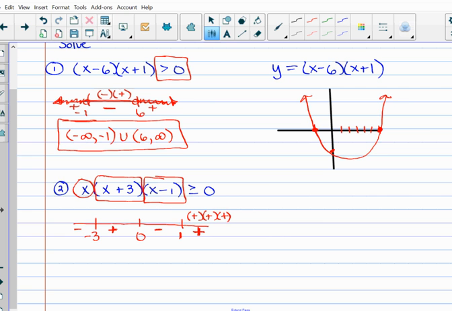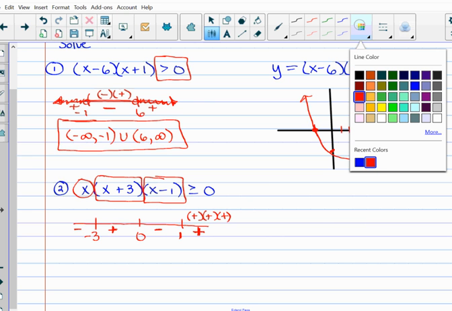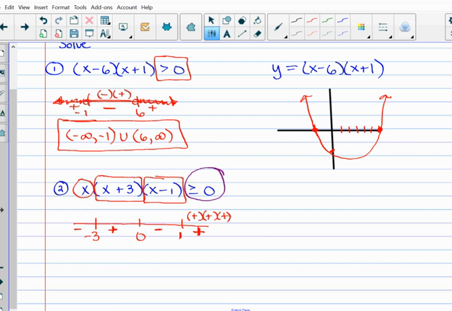Okay, and then the question, again, make sure you actually answer what it's asking. It says, when is it greater than or equal to 0? Which regions, based on what I put in with my pluses and minuses, are going to be greater than or equal to 0?